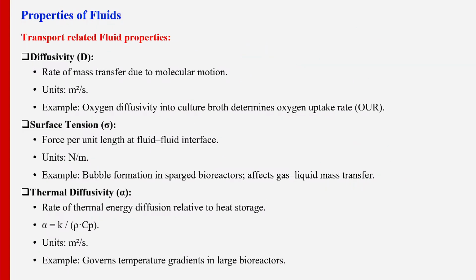So, next one is diffusivity. These are the basic properties we use in our bioreactor, so we want to discuss diffusivity. Diffusivity is the rate of mass transfer due to molecular motion. We always write D as the diffusivity, and the unit is meter square per second.